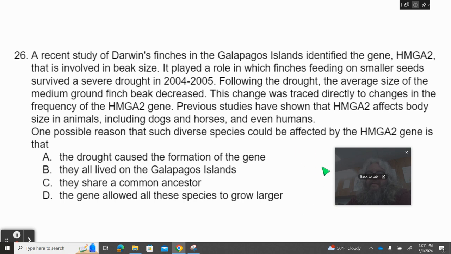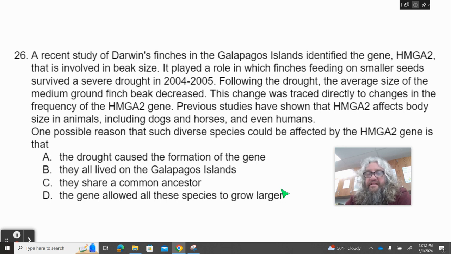26. Oops, 26. Got ahead of myself there. A recent study of Darwin's finches in the Galapagos Islands identified the gene HMGA2 that's involved in beak size. It played a role in which finches feeding on smaller seeds survived the severe drought in 2004 to 2005. Following the drought, the average size of the medium ground finch beak decreased. This change was traced directly to changes in the frequency of the HMGA2 gene.